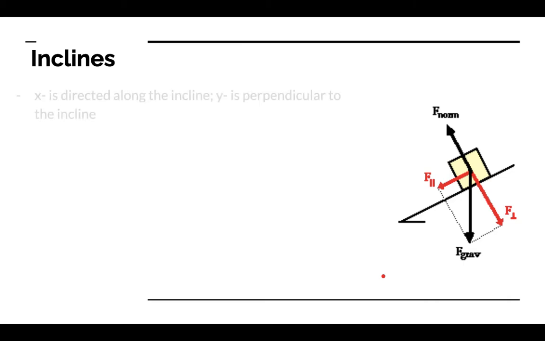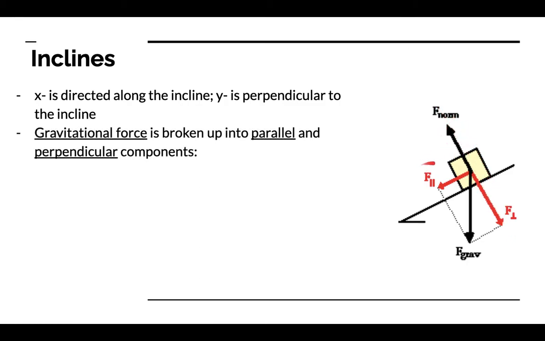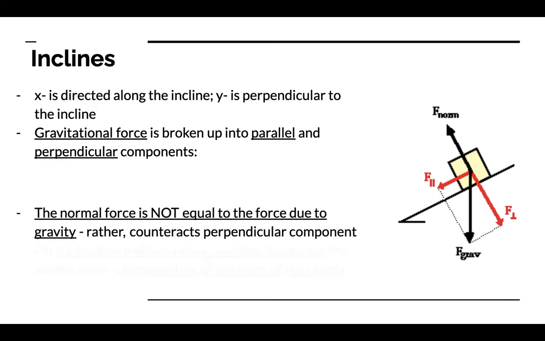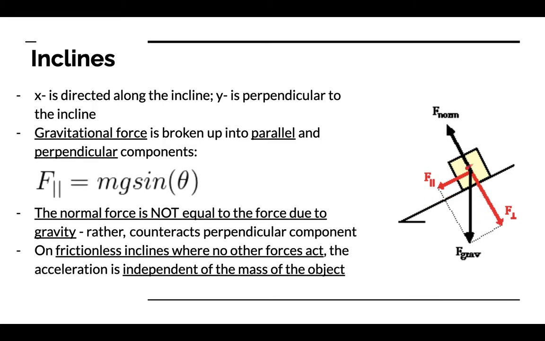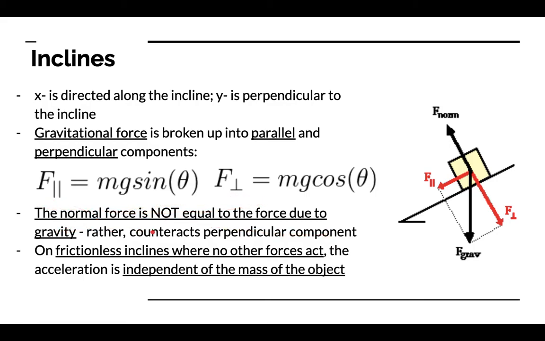And lastly, we have inclines. The idea behind an incline is that x is directed along the incline, while y is perpendicular to our incline. The gravitational force is broken up into parallel and perpendicular components. We have the equations here. F parallel is mg sine theta. F perpendicular is mg cosine theta. The normal force is not equal to the force of gravity. Rather, it counteracts the perpendicular component of the force of gravity.